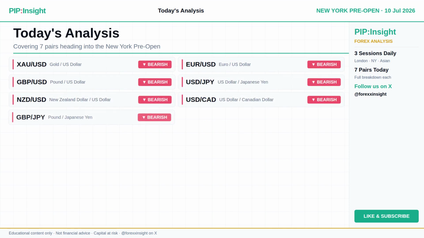Here is today's New York pre-open chart analysis. Pairs showing bullish structure, none today. Pairs showing bearish structure: gold dollar, euro dollar, pound dollar, dollar yen, Kiwi dollar, dollar Canada, pound yen. Full chart breakdown for each pair coming up now.